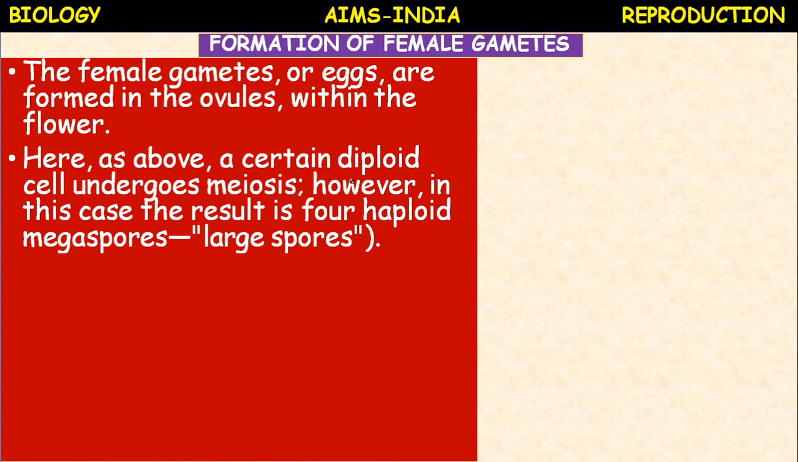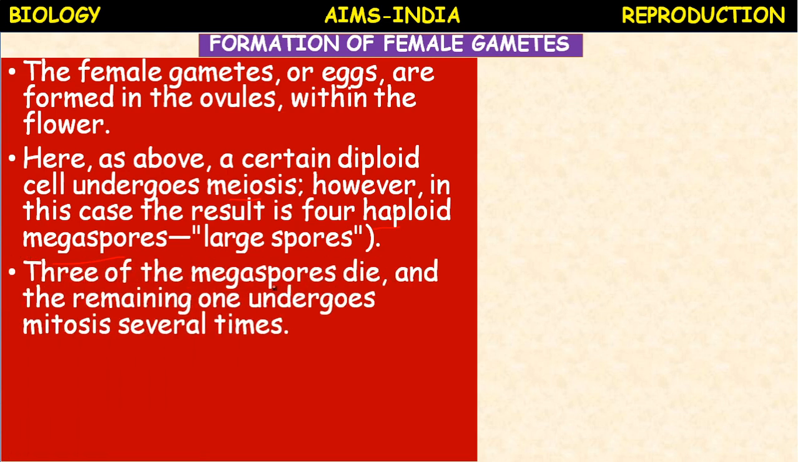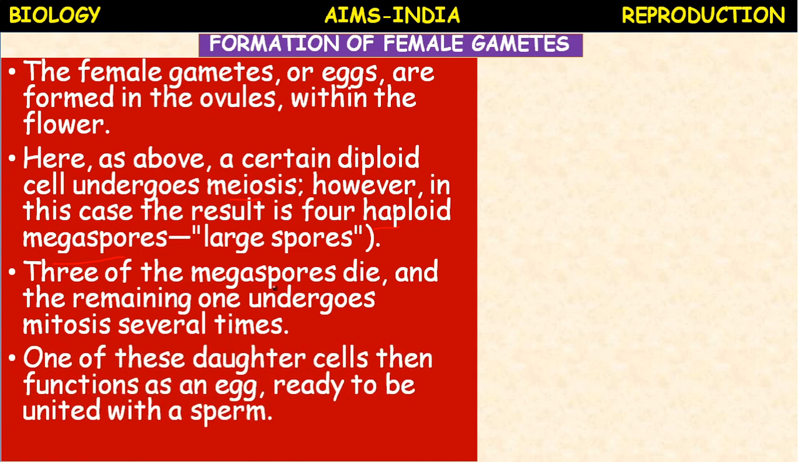As said above, a certain diploid cell undergoes meiosis. However, in this case, the result is 4 haploid megaspores, large spores. Three of the megaspores produced by meiosis die, and the remaining one undergoes mitosis several times. One of these daughter cells then functions as the egg cell, which is ready to unite with the sperm cell. So here the concept is given directly.